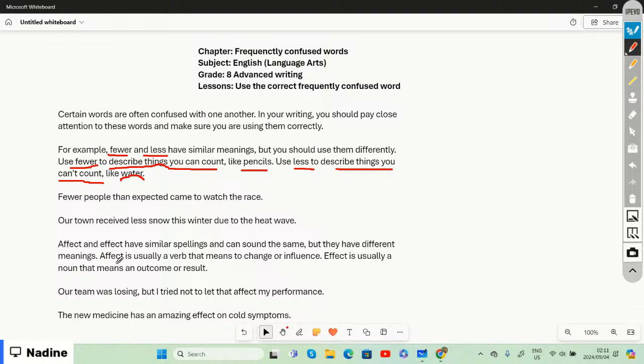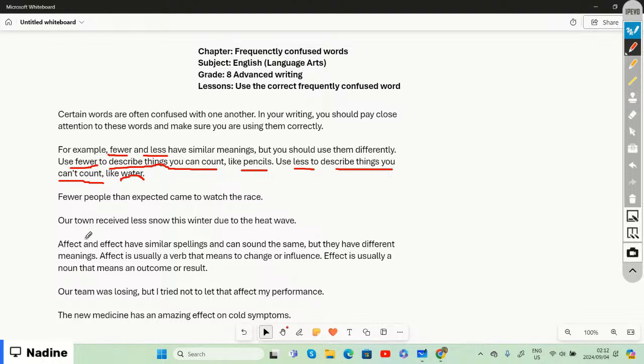All right. The next one says, our town received less snow this winter due to the heat wave. Remember, less. I'm sorry, snow we cannot count. Snow we cannot count, water we cannot count, rain we cannot count. So we will use the word less, right? But things that we can count, we use the word few.